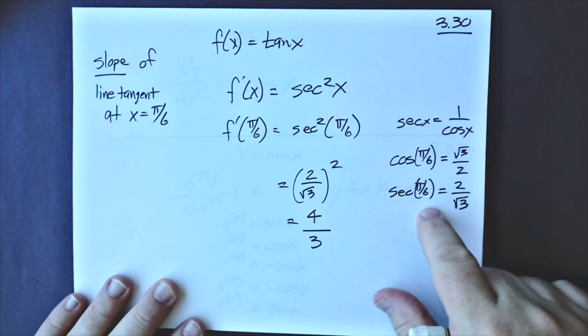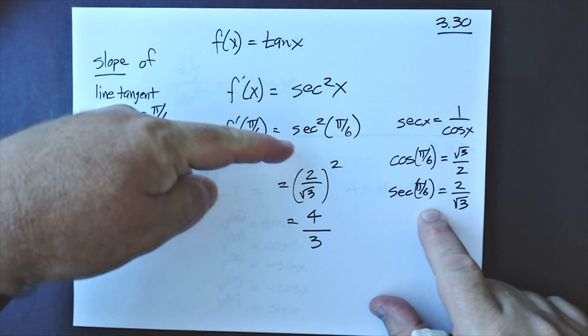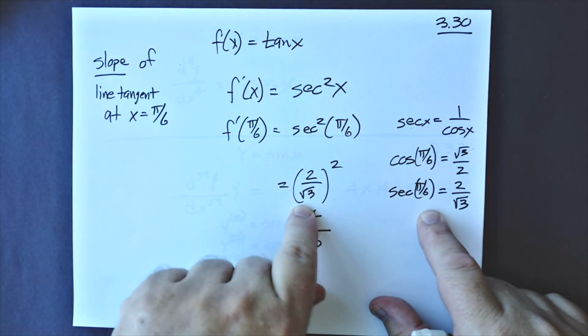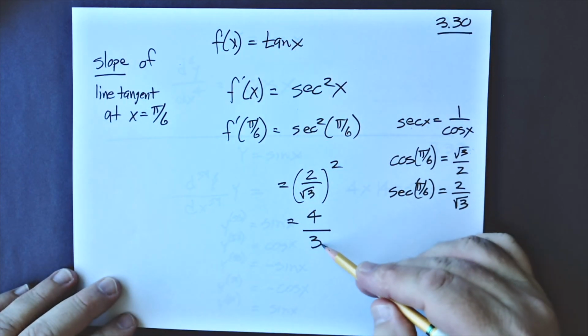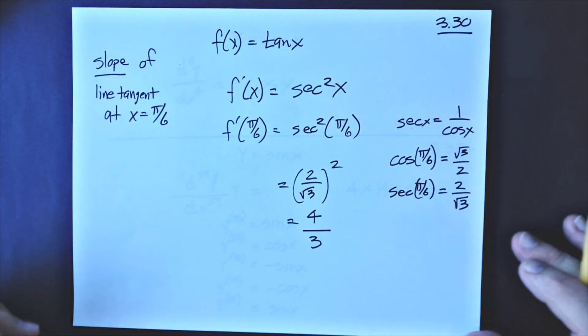Then I'm plugging that back into here. So I get 2 over the square root of 3, squared. Square the numerator, square the denominator, and there's my answer.